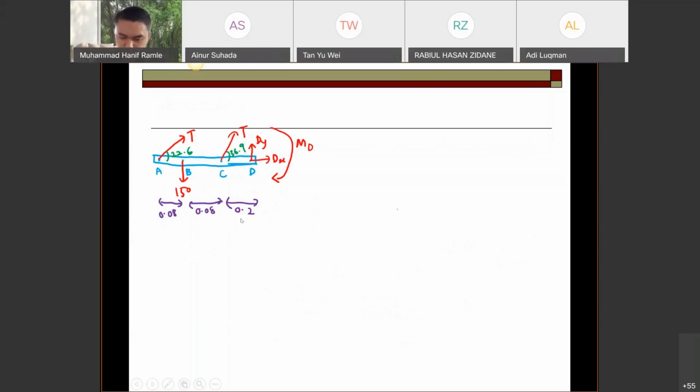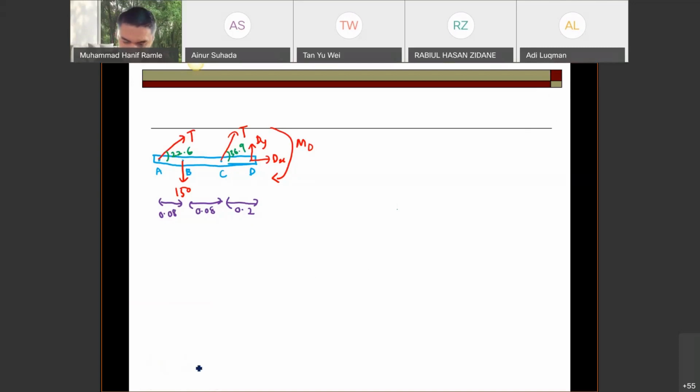Once you have this FBD, what is the next step? Can someone tell me? Yes, Maria said the equilibrium. Which one do you want to choose first? Equilibrium for Fx, Fy, or moment? Yes, the answer is correct. You use the equilibrium for the moment first, and you will get the answer for T, the tension, straightforwardly.